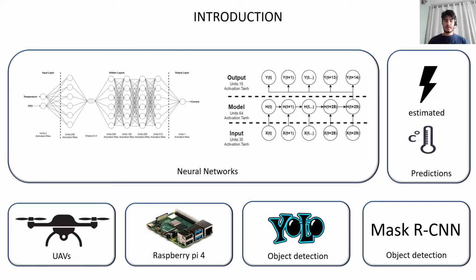Two important factors for this type of mission are the autonomy of the UAVs and the temperature control of the onboard computer. So for this work, we are going to use a Raspberry Pi 4 running detection models from the YOLO family and Mask R-CNN, and using neural networks make estimates of the computer's energy consumption and predictions of its temperature while using the models, with the objective of analyzing the impacts of the energy consumption of the models in relation to the UAV and preventing the computer from overheating during the mission.